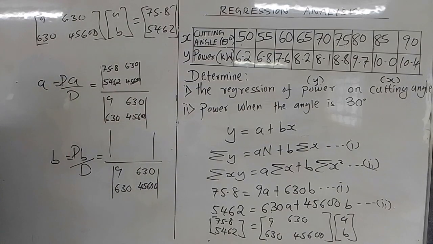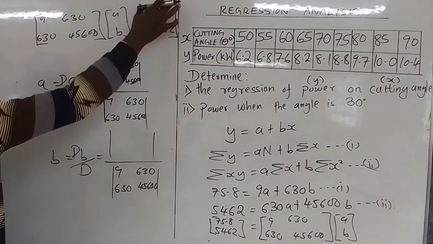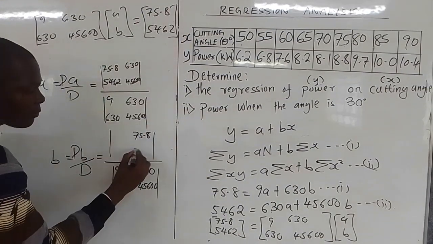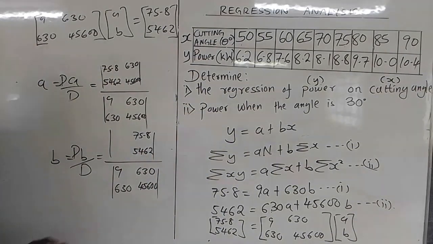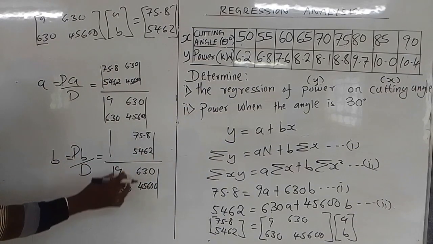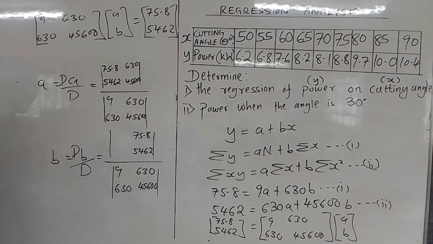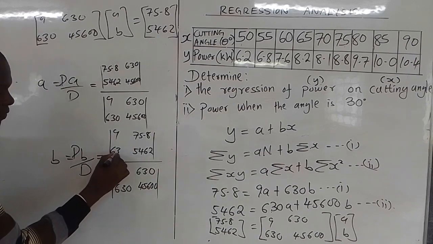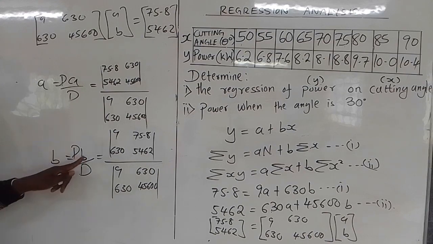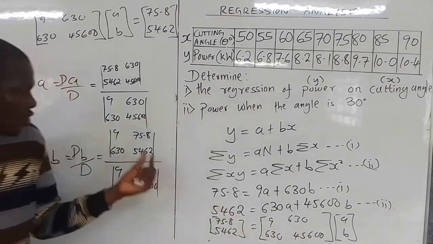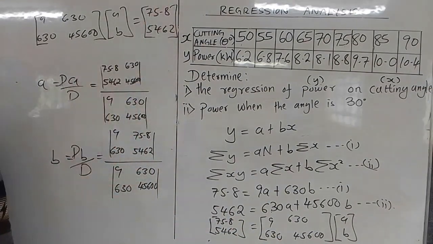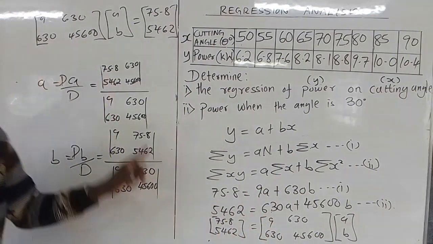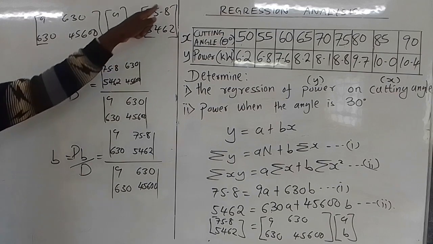Are we together? The second column, you substitute with the solution, which is 75.8 and 54.62. Then here, the values which are here remain the way they are. Are we together? Which is 9 and 630. Meaning when you are looking for D of B, B is the second column, so we substitute the second column with what was in the solution, isn't it? When you are looking for D of A, A is in the first column, so we substitute the first column with what was in the solution.